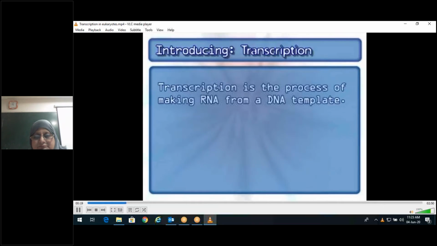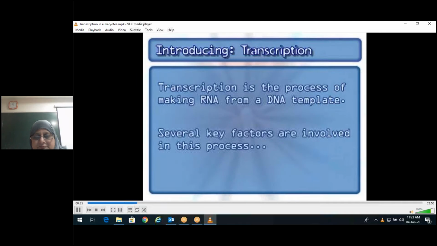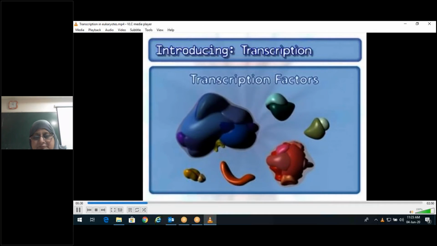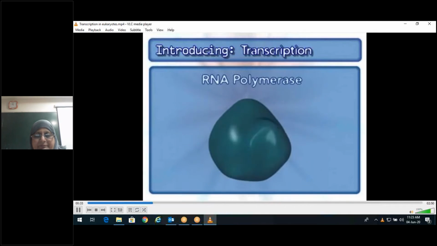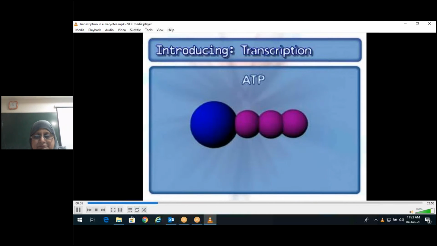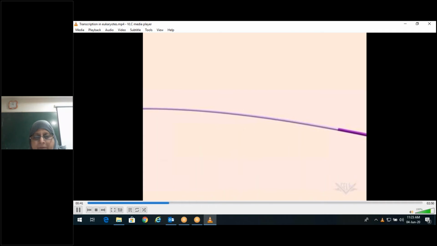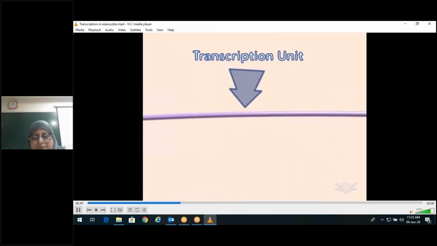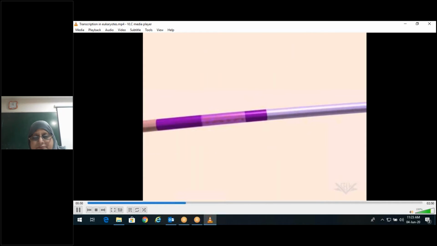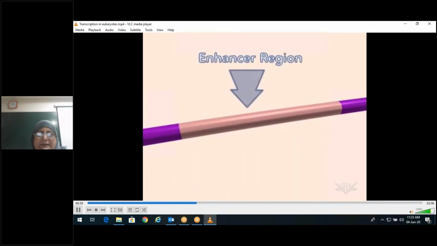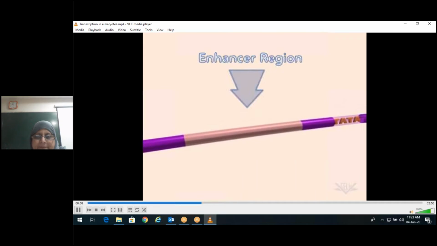Transcription is the process of making RNA from a DNA template. Several key factors are involved in this process, including DNA, transcription factors, RNA polymerase, and ATP. Transcription begins with a strand of DNA. It is divided into several important regions. The largest of these is the transcription unit. This portion of the DNA will be used to produce RNA. Upstream of the transcription unit is the TATA box. An enhancer region may also be involved.